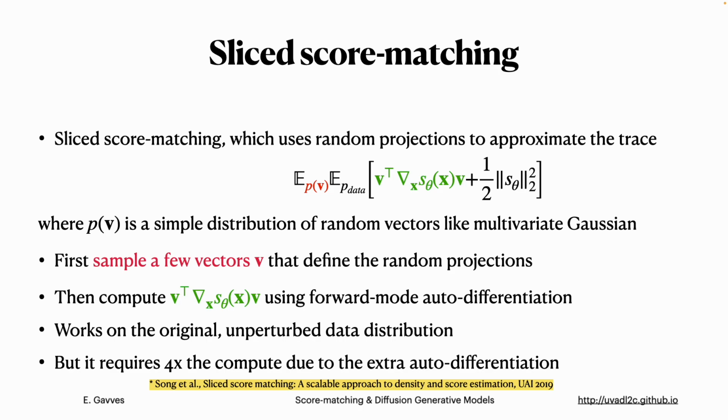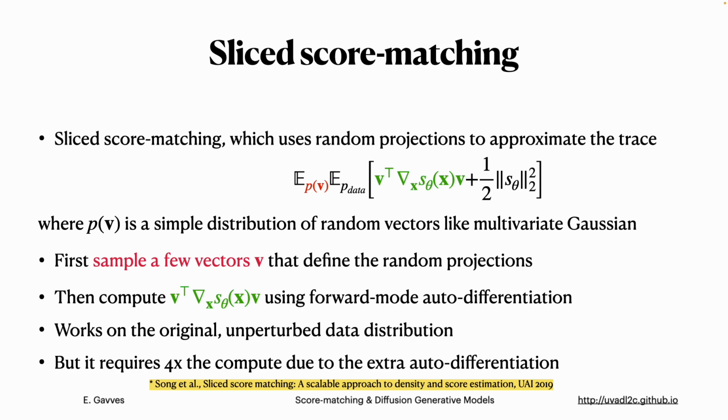The second method we can use to avoid having to compute the trace of the Jacobian of the score function is sliced score matching. It's sort of a computational way of avoiding the whole thing. So basically we're using random projections. The basic idea is, if you have, let's say, a sphere, then you take a random projection, and instead of computing a quantity on the sphere, you compute, let's say, the 2D circle projection of it. And if you take multiple projections, you can approximate very well what's happening on the sphere.